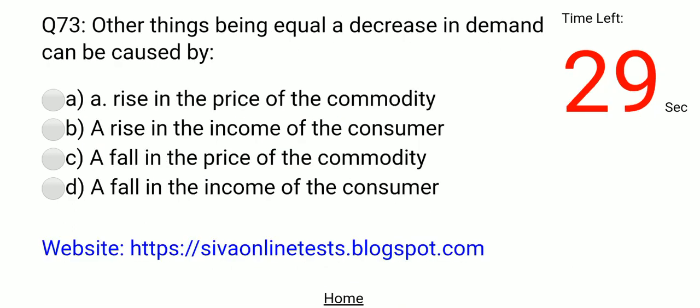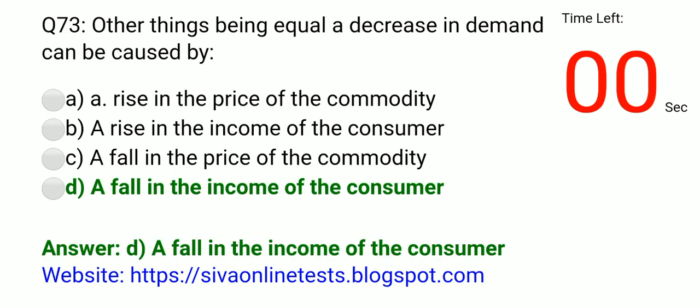Question 73. Other things being equal, a decrease in demand can be caused by. Options. A. Rise in the price of the commodity. B. A rise in the income of the consumer. C. A fall in the price of the commodity. D. A fall in the income of the consumer. Answer. D. A fall in the income of the consumer.